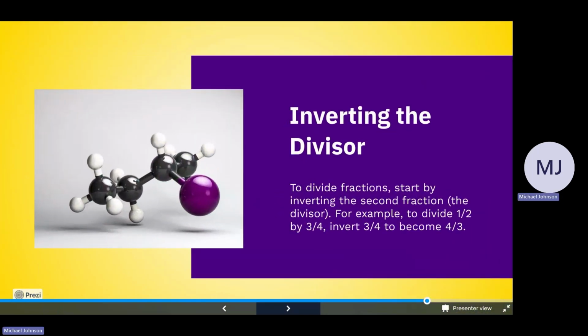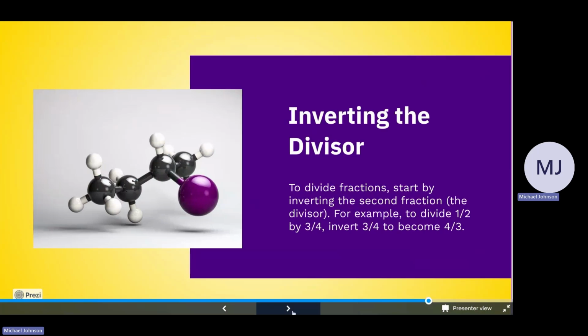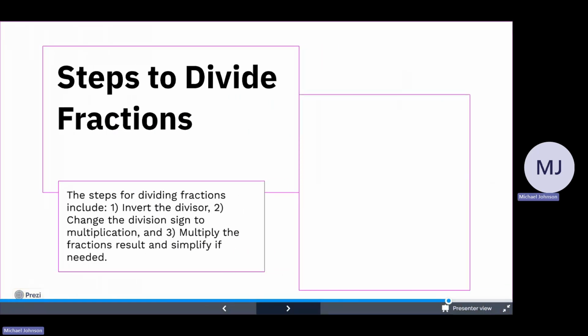To divide fractions, start by inverting the second fraction, the divisor. For example, to divide 1/2 by 3/4, invert 3/4 to become 4/3. The steps for dividing fractions include 1, invert the divisor, 2, change the division sign to multiplication, and 3, multiply the fractions and simplify if needed.